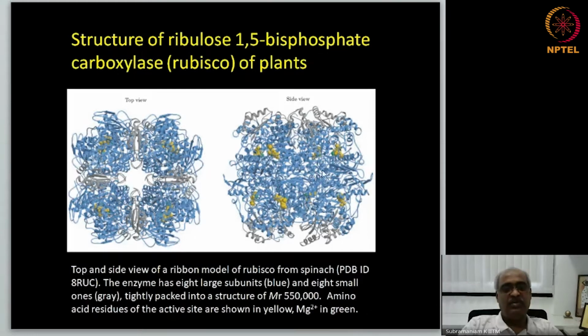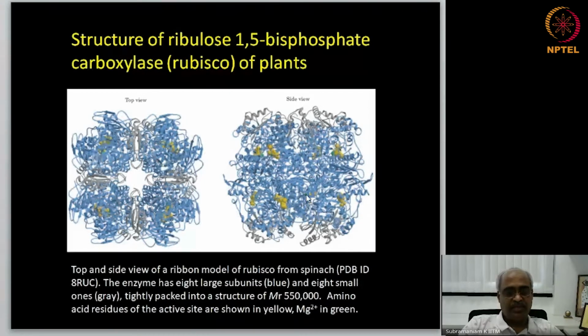And from the side, this is the view you get. This has 8 large subunits. From one side, you are seeing only 4, and 8 small subunits. So the other 4 subunits are below this. You can see in the side view, you see 2 here, and the other 2 are on the other side. And similarly, below, which is not seen here, 2 more, and the other 2 are on the other side. So 8 large subunits and 8 small subunits. It's a humongous enzyme, 550,000 molecular weight.